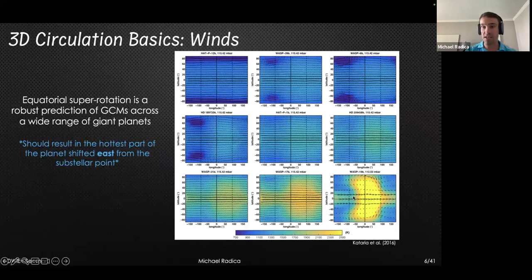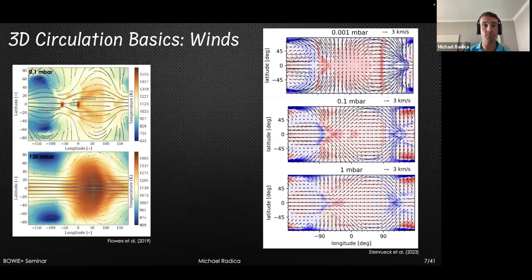And especially in the case of these hot planets on the bottom row, WASP-31b, 17b, and 19b, you can really see that the bright yellow parts, the hottest part of the planet atmospheres, are always shifted to the right, or to the east, of that substellar point at zero longitude.